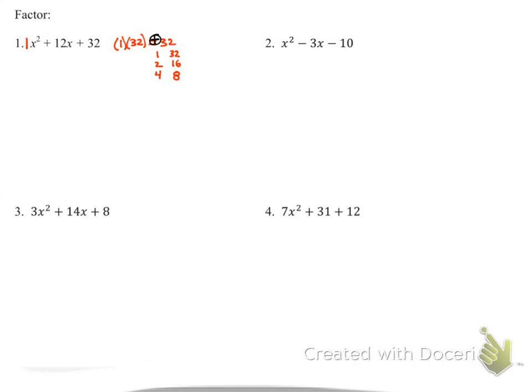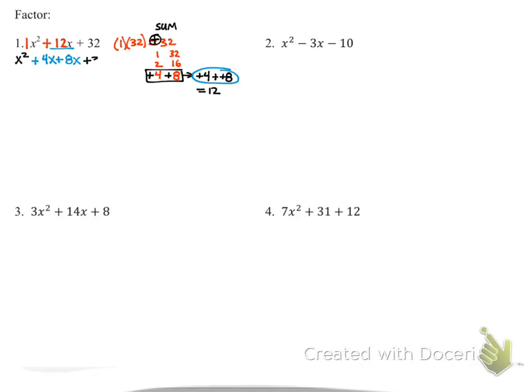And we need them then to add to the middle term, which is 12. So again, since they're both positive, we have 4 plus 8 adds to 12. So now that we have the 4 plus 8 is 12, we rewrite the middle term as 4x plus 8x. Again, 4x plus 8x is 12x. So we're separating the middle term.